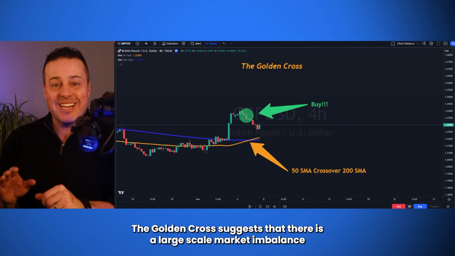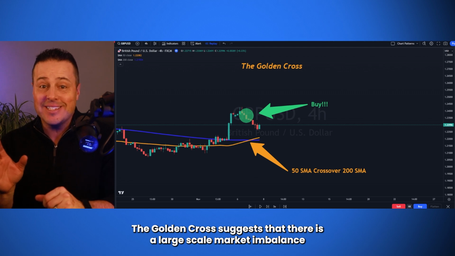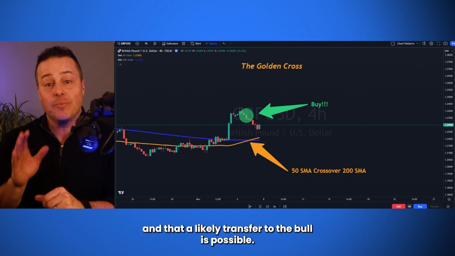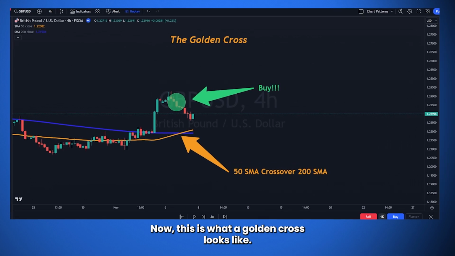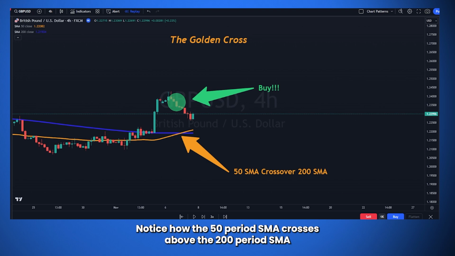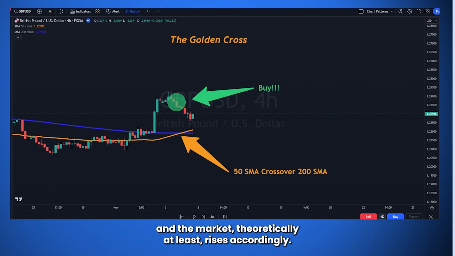The golden cross suggests that there is a large-scale market imbalance and that a likely trend shift to the bull is possible. Now, this is what a golden cross looks like. Notice how the 50-period SMA crosses above the 200-period SMA, and the market, theoretically at least, rises accordingly.